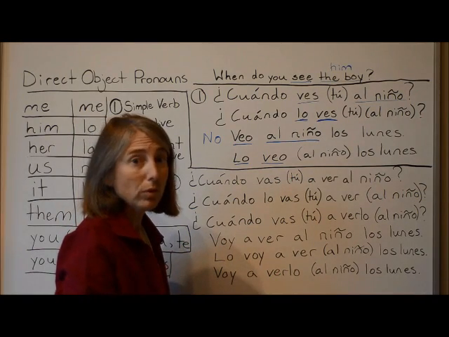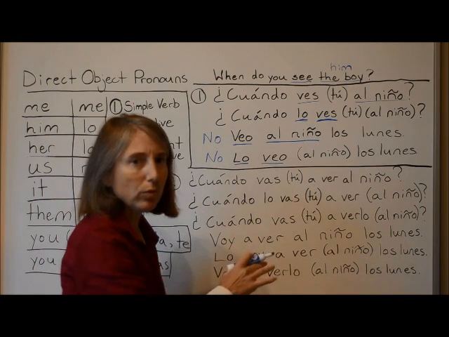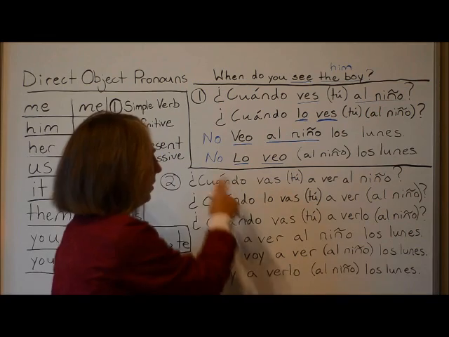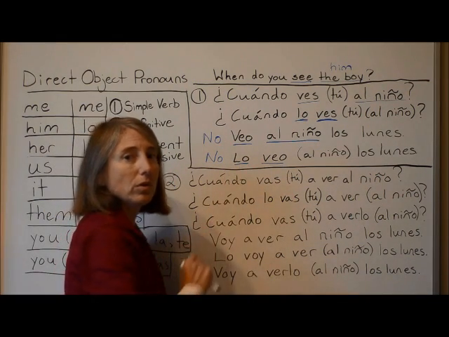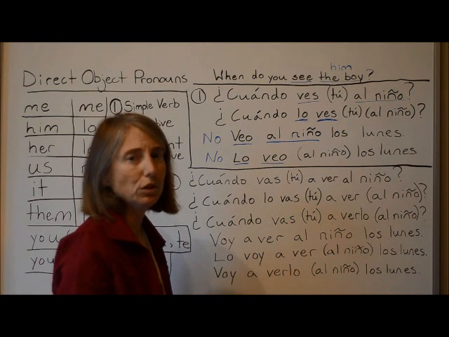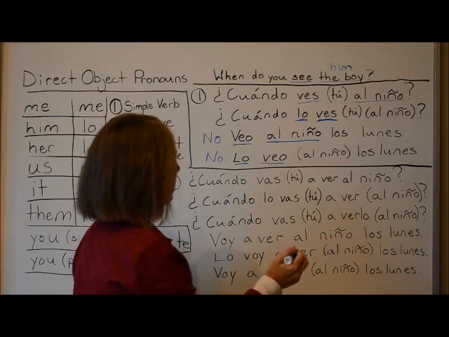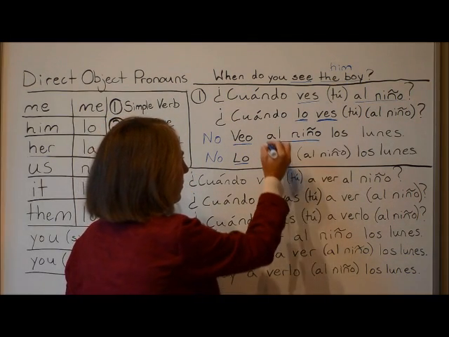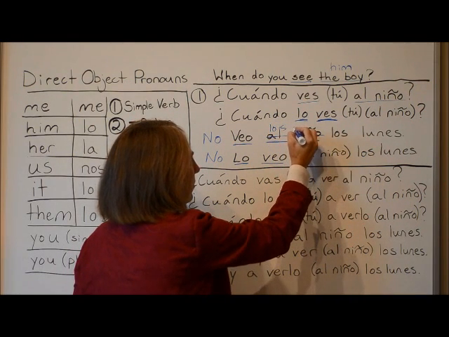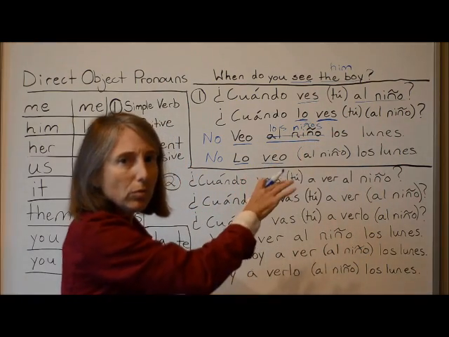No veo al niño los lunes. No lo veo al niño los lunes. Notice that the direct object pronoun stays right next to that verb. So the no comes before the direct object pronoun. If we wanted to change this to plural and say the boys, veo los niños los lunes.